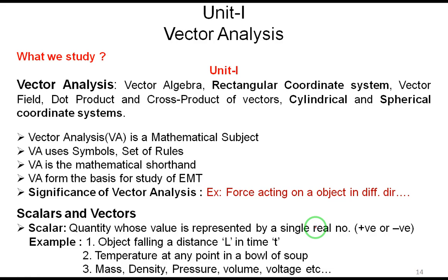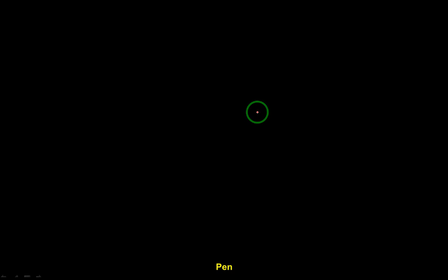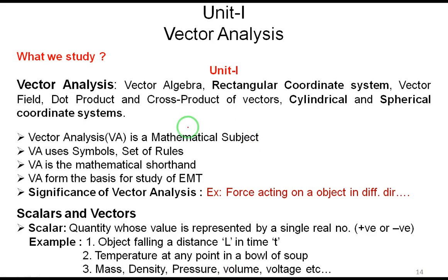So we'll start with the first unit, that is vector analysis. In this first chapter, we are going to study vector algebra, that is addition, subtraction, multiplication and division of vectors. Then the three coordinate systems: the rectangular coordinate system, cylindrical coordinate system and spherical coordinate system. All these things we are going to study in this chapter.